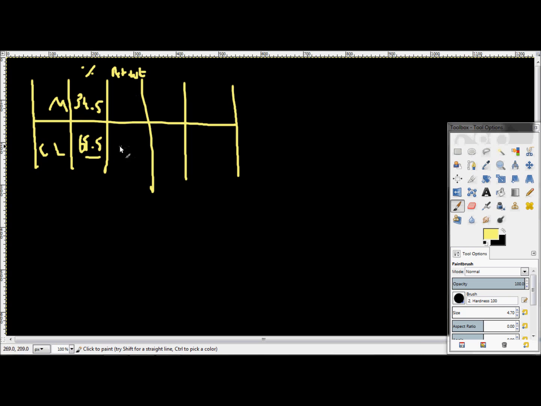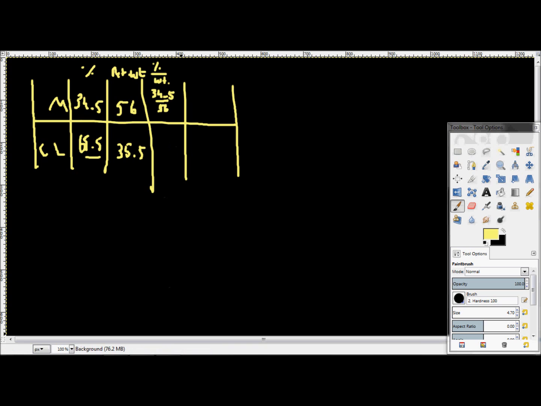So Cl we know is 35.5, and the atomic weight of M is given in the question as 56. Now the third column, sorry, not the last. All you have to do is divide the first column by the second column. So it's basically percent divided by weight. So in this case, it will be 34.5 upon 56.